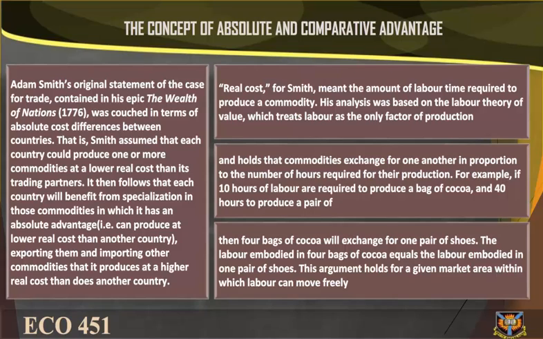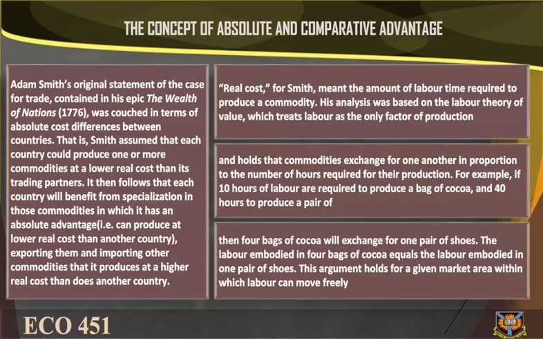Real cost for Smith meant the amount of labor time required to produce a commodity. His analysis was based on the labor theory of value, which treats labor as the only factor of production, and holds that commodities exchange for one another in proportion to the number of hours required for their production. For example, if 10 hours of labor are required to produce a bag of cocoa and 40 hours to produce a pair of shoes, then 4 bags of cocoa will exchange for 1 pair of shoes. The labor embodied in 4 bags of cocoa equals the labor embodied in 1 pair of shoes.